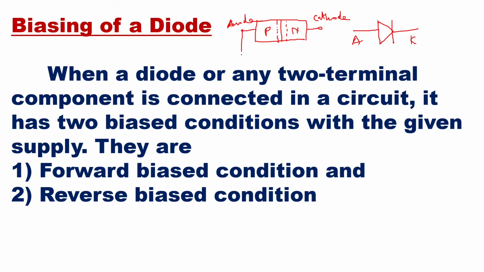If you apply the supply like this, positive terminal to the p type and negative terminal to the n type, then it is called forward bias. If you apply the opposite way, say you have p and n here, and you apply the negative terminal to the p type material and the positive terminal to the n type material, then it will be called reverse biased. Therefore, there are two conditions: one is forward bias condition and one is reverse bias condition.